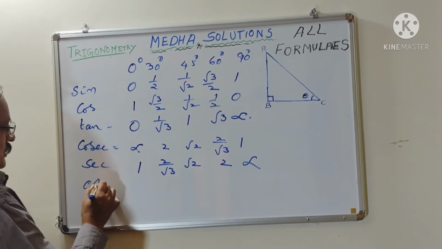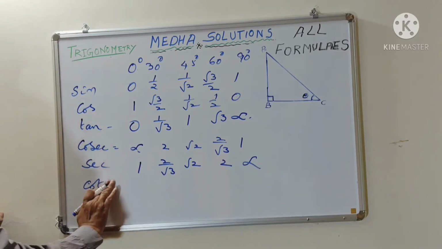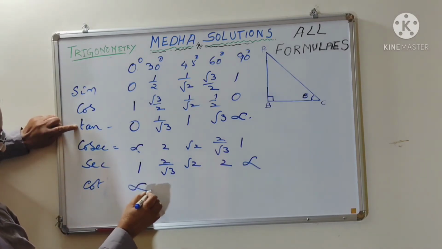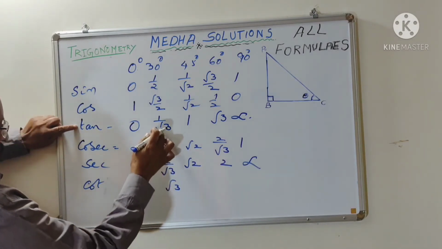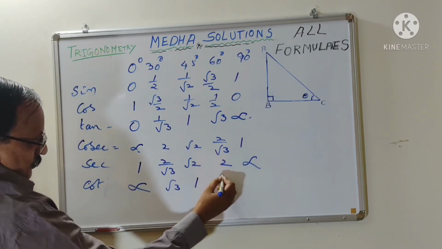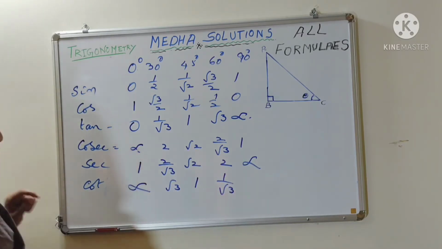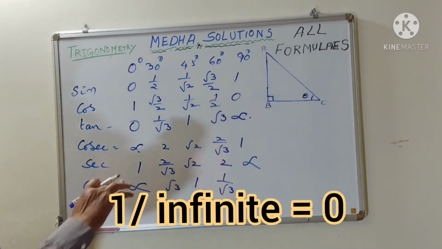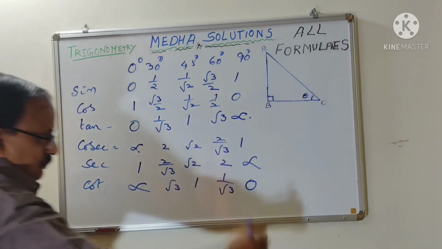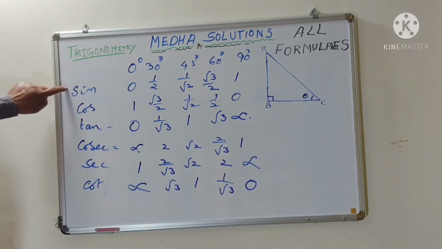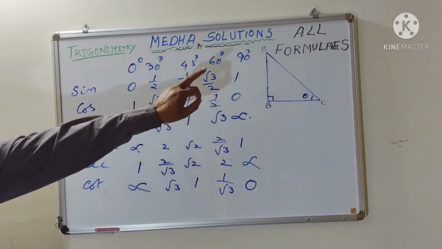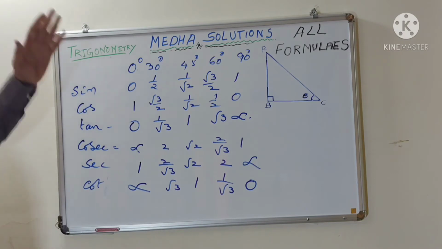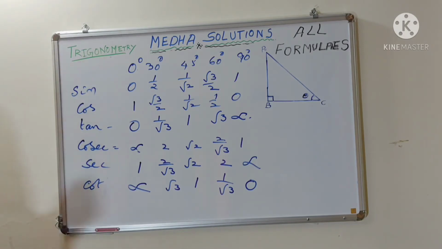Last one, cot theta. Cot value is the reverse of tan: 1 by 0 is infinite, then root 3, the reciprocal of tan, 1 by 1 is equal to 1, 1 by root 3, and 1 by infinite means 1 by 0 means 0 by 1, that is equal to 0. So if you know the sin values 0, 1 by 2, 1 by root 2, root 3 by 2, 1, then easily within 2 to 3 minutes we can complete the whole table. These are the values of the standard angles.